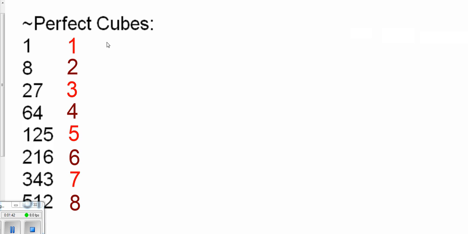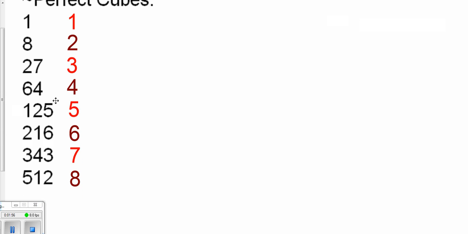Here's a list of perfect cubes then. 1 is 1 times 1 times 1. 8 is 2 times 2 times 2. 27 is 3 times 3 times 3. 64 is 4 times 4 times 4. So these numbers in black are the perfect cubes then. So like 7 cubed means 7 times 7 times 7 is 343.